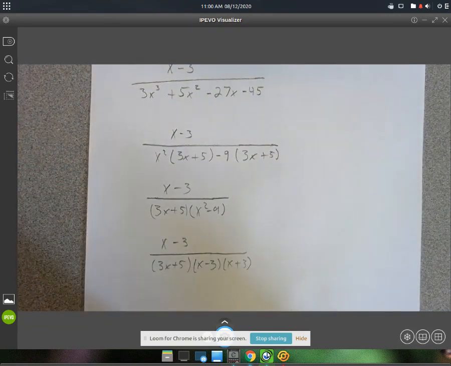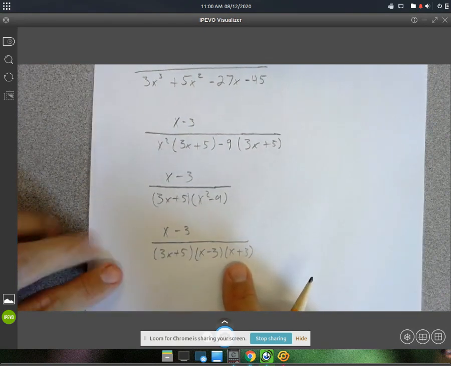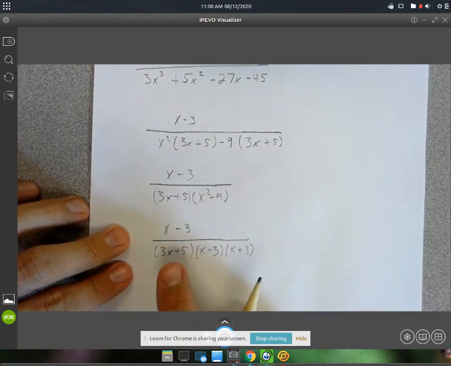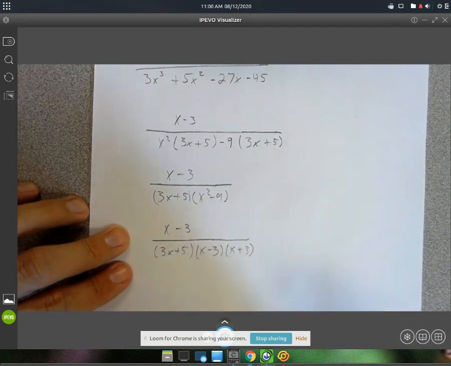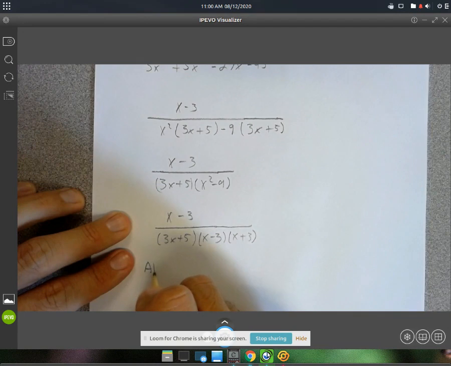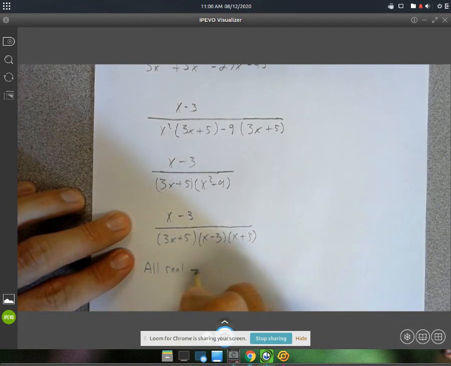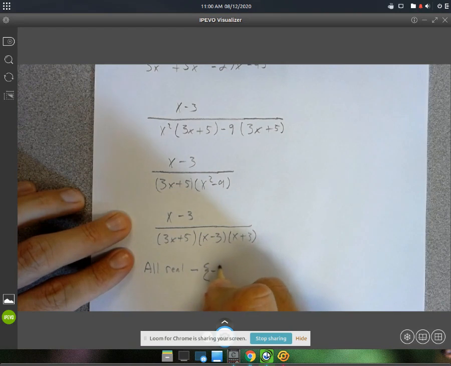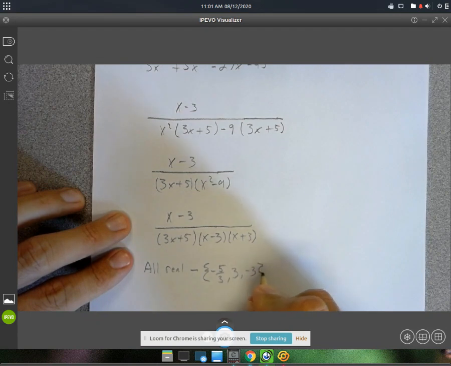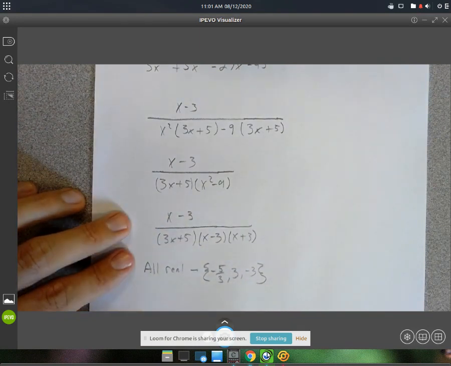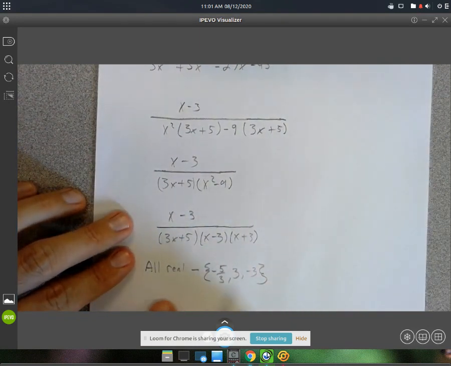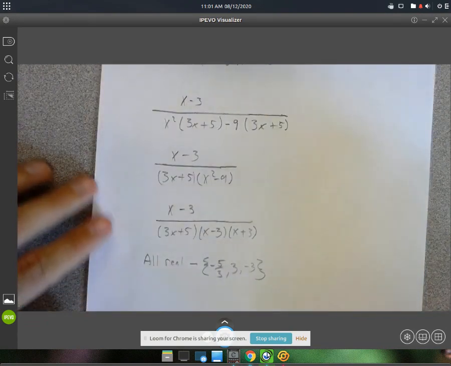All right, so if we were looking for our domain, it's going to be all real numbers except for positive 3, negative 3, and then whatever makes that 0, which is going to be negative 5 over 3. So it'd be all real numbers except for negative 5/3, positive 3, and negative 3. These are the numbers that make the denominator be driven to 0. So they are not included in our domain. And I'm not going to include the interval notation here because there's way too many.